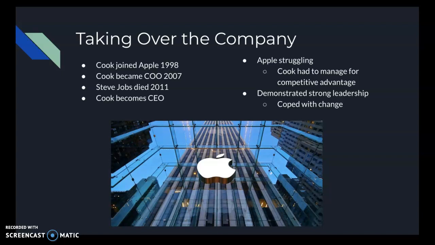And competitive advantage is defined as the ability of an organization to produce goods or services more effectively than competitors do, thereby outperforming them. And so in order to do this, Cook had to be responsive to customers, innovative, produce high-quality products, and be efficient. So he demonstrated strong, effective leadership to keep Apple at the top. And as a result, Apple stocks began to soar. And he was able to cope with this change in the company.